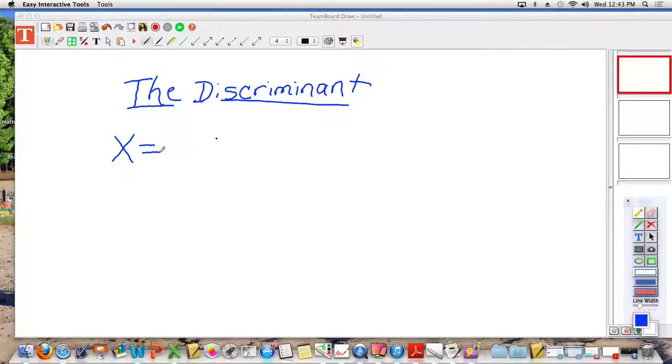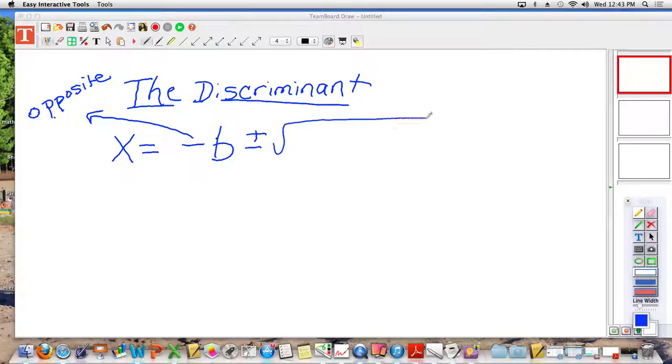And the formula is, and you have used this before, it is negative b, but I don't like to think of it as negative b. What I like to think of it is the opposite of the b value. So if your b value is already negative, then it's going to be positive in your formula. So let's write down that that negative really means opposite. It's negative b plus minus the square root of b squared minus 4ac, all divided by 2a.